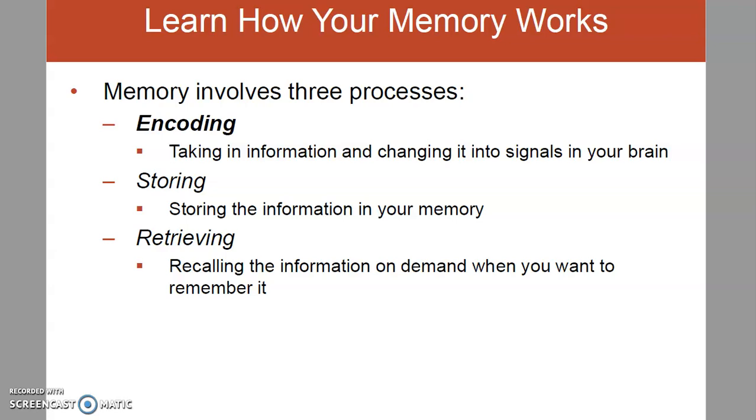In Chapter 8, the process of memory is described. There are 3 steps in our memory processes. Encoding is the first step where we take in information. Storing, we store the information in our memory. And retrieving is where we pull the information back out of our memory, for example, on a quiz or a test.